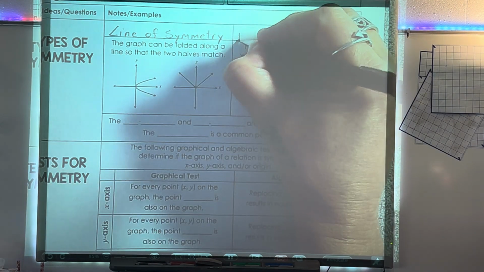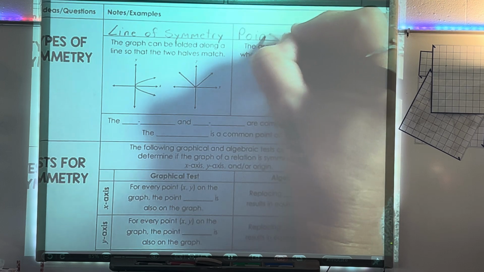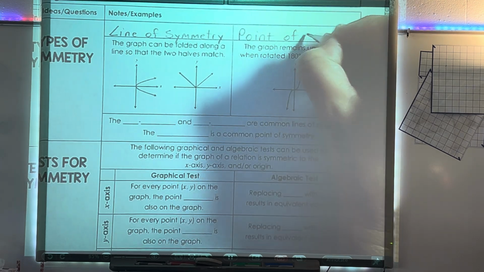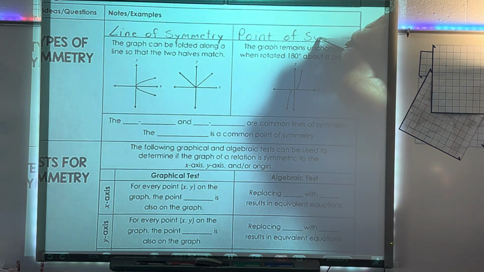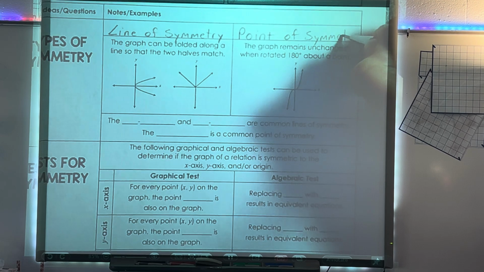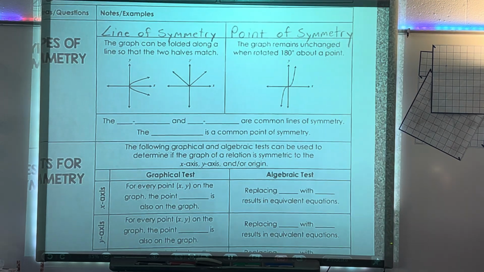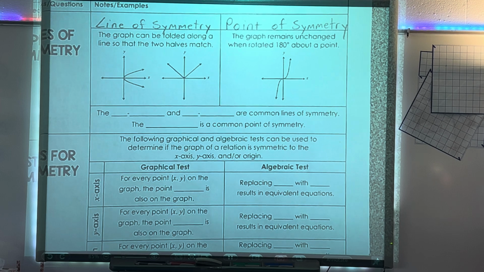The other thing we have sometimes is a point of symmetry when we're talking specifically about even and odd functions, which is what we did the day we did those colored pages with your parent functions. On all those we identified the symmetry. Now once we make transformations, a lot of times that changes and that symmetry goes away.